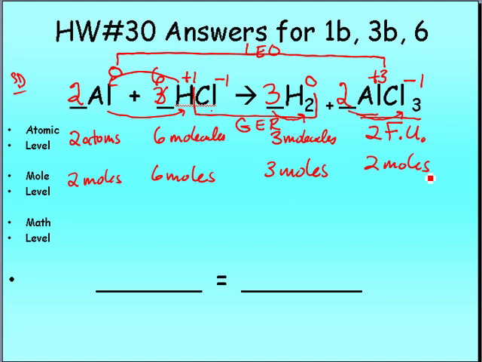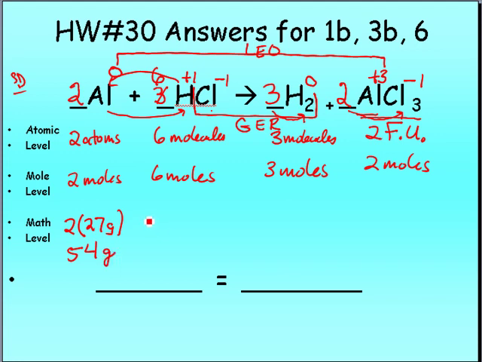Each mole has a mass. Remember, it's its gram formula weight. It's the weight of the formula in grams. And how do we get this? Well, we go to the periodic table and we look up the atomic weights. So when we talk about the math level here, and we make 2 moles of aluminum, that's going to be 2 times 27 grams, because that is the atomic weight of aluminum. 2 times 27 is 54 grams of aluminum that are going to react.